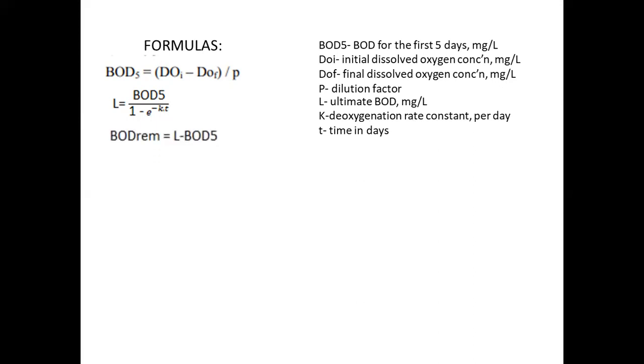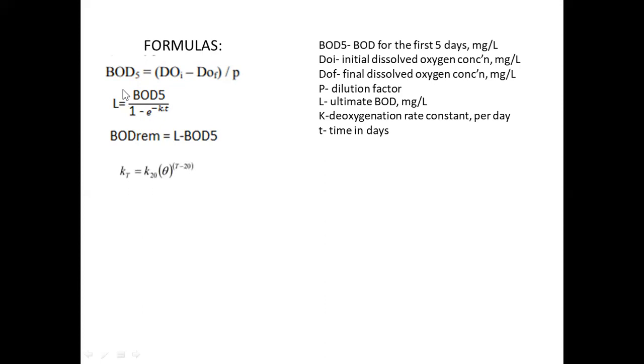Now we have the third formula here as BOD rem is equal to L minus BOD5. BOD rem stands for the remaining amount of BOD, which is the difference between the ultimate BOD and BOD5.